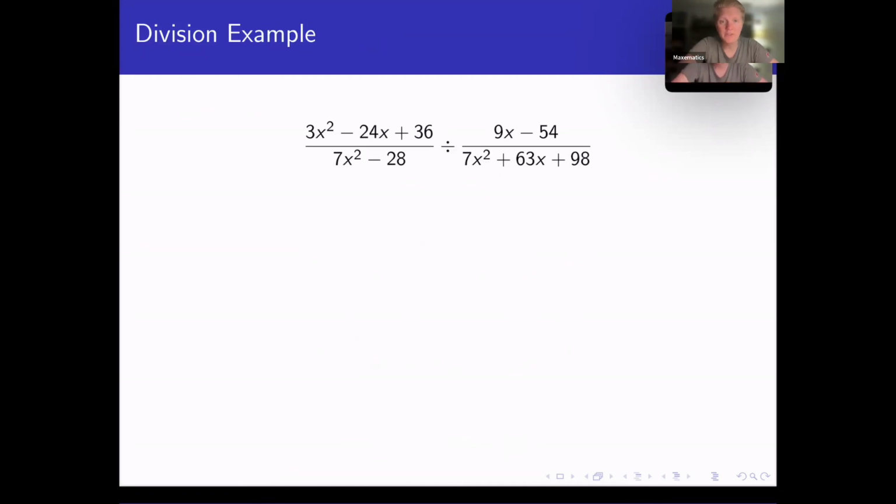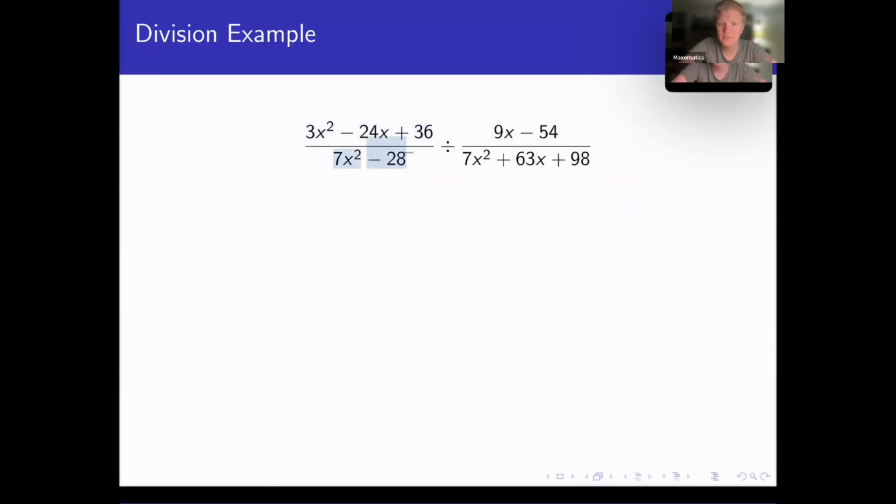3x squared minus 24x plus 36 divided by 7x squared minus 28, divided by 9x minus 54 over 7x squared plus 63x plus 98. Oh my goodness. All right. Again, factor first. Don't do anything else besides factoring first. Okay. Up here, all of these are divisible by 3. Let's factor out a 3.